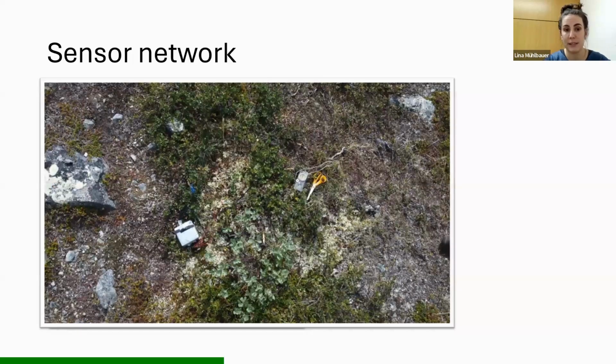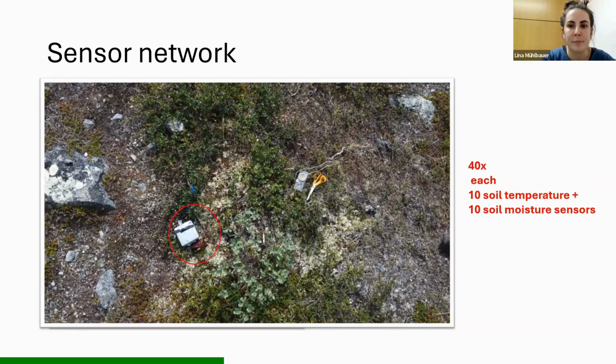And this is one picture where the EMU is deployed in the field. The little box is the EMU, and you can see the plots, they're really patchy. There are some mosses, some lichen, some shrubs, and the scissors are there for size comparison. In total, we deployed 40 of these EMUs, and each of them has 10 soil temperature and 10 soil moisture sensors, so in total 20 sensors.